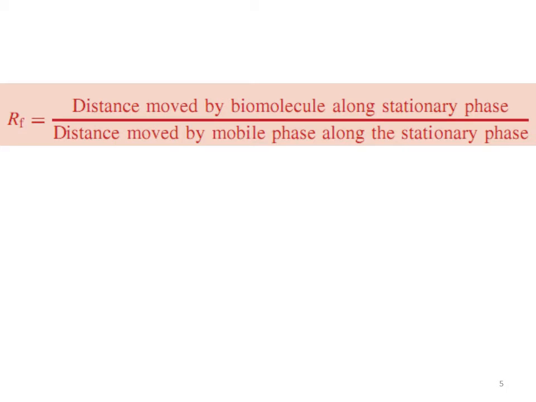One important parameter for describing the rate of migration is called the RF value. The RF is described by the expression: the distance traveled by a given molecule along the stationary phase, its ratio to the distance traveled by the mobile phase along the stationary phase.